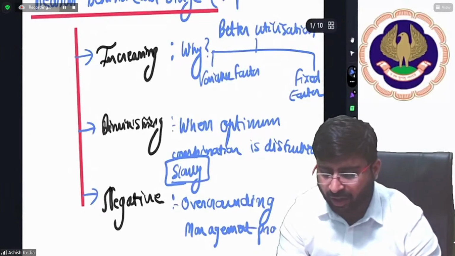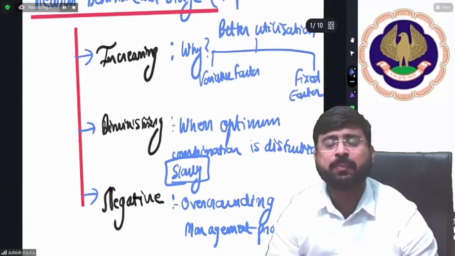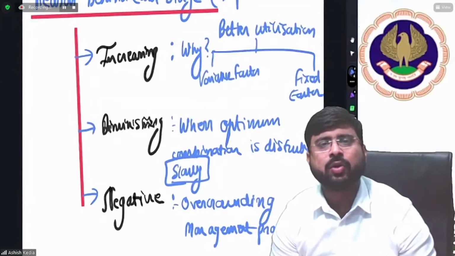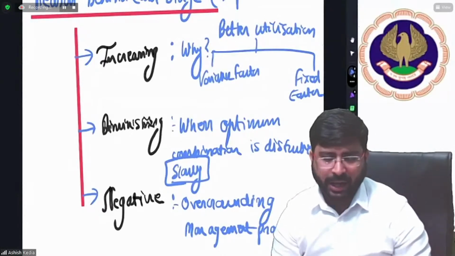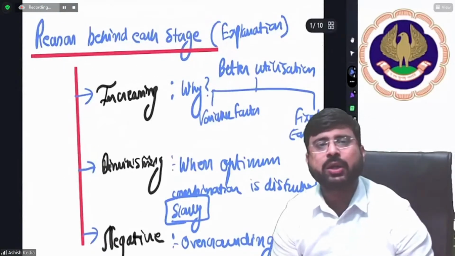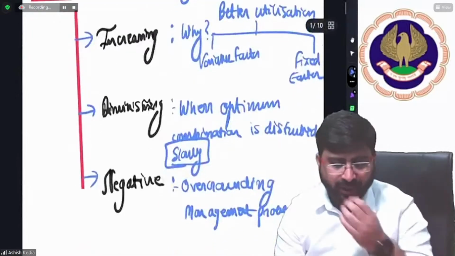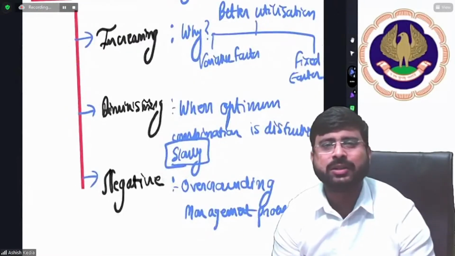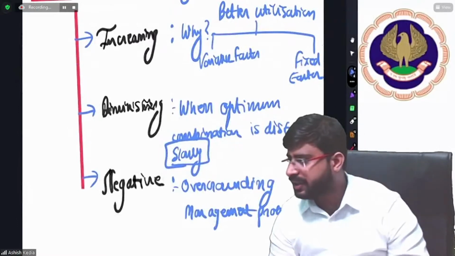Management is finding it difficult to keep cooperation between laborers, keep a sense of discipline amongst them, and therefore overcrowding problem leading to this particular kind of stages: increasing, diminishing, and negative. Is that clear, friends?